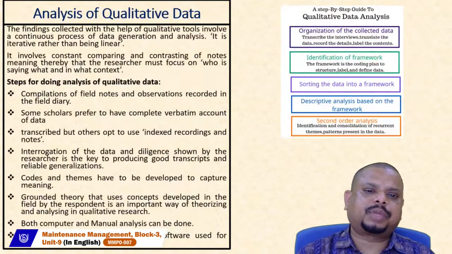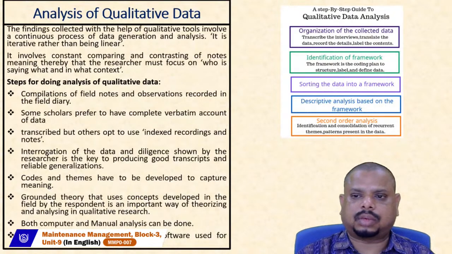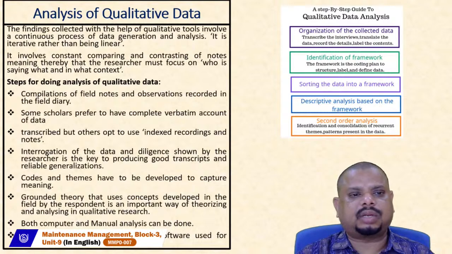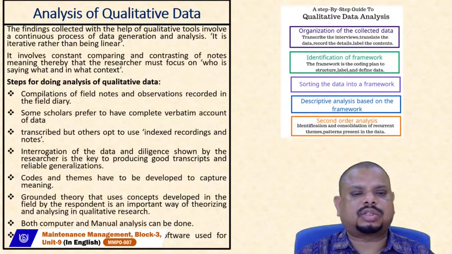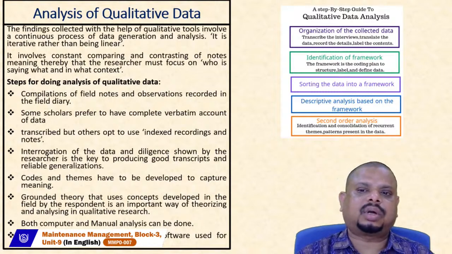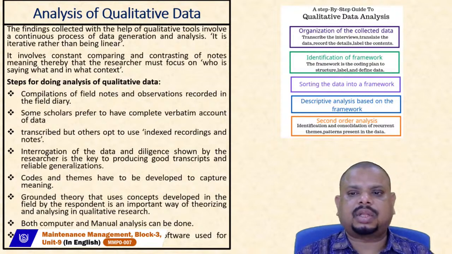Moving to the next one. In the next part of this presentation, we have understood the concept of qualitative data. It is a tool which involves a continuous process of data generation and analysis. It is an iterative process rather than linear. The different steps of qualitative data analysis start with organization of the data collection, which includes transcribing the interviews, translating the data, recording the details, and labeling the content.